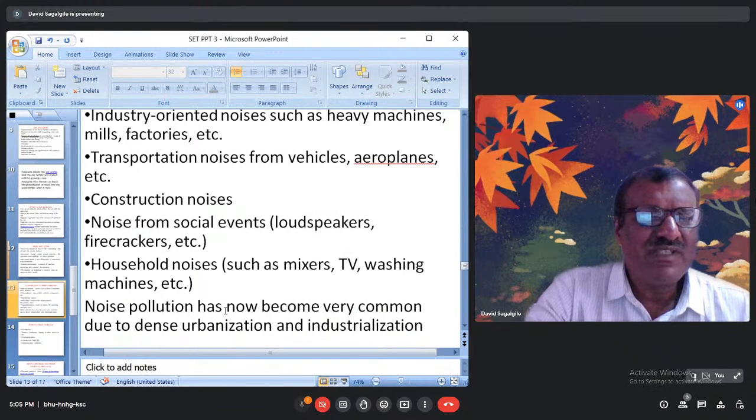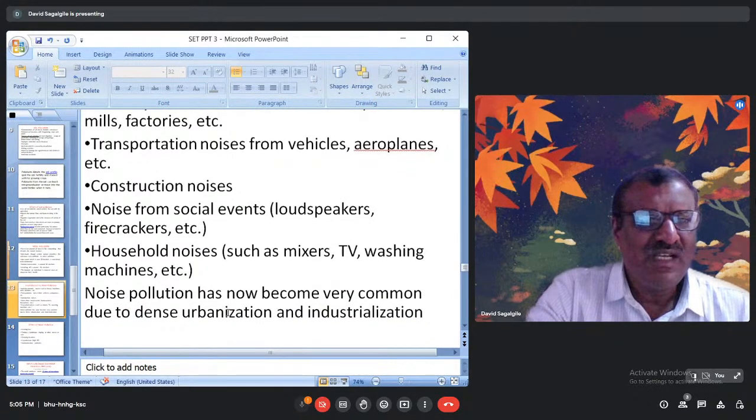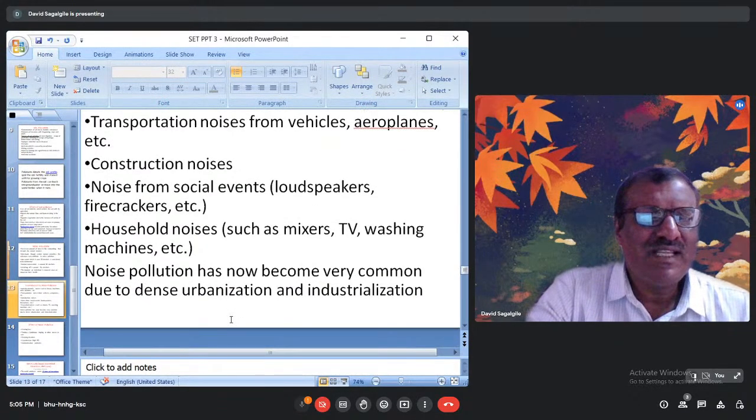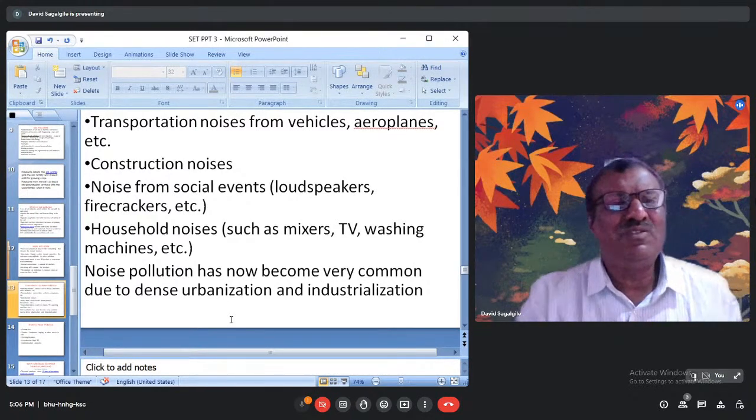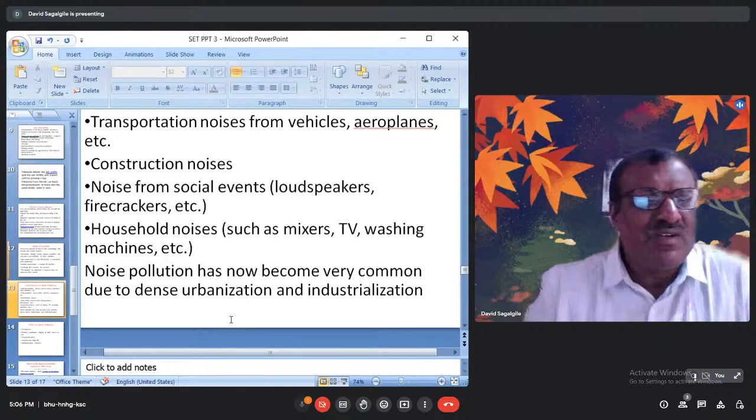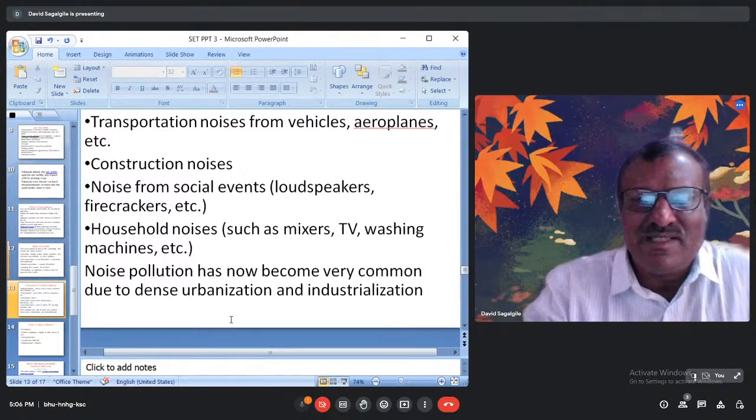Noise pollution has now become very common due to dense urbanization and industrialization, because we see that the density of population has increased in the cities because of the industrialization, because of people living very close to each other. The noise pollution has increased because of these particular factors.